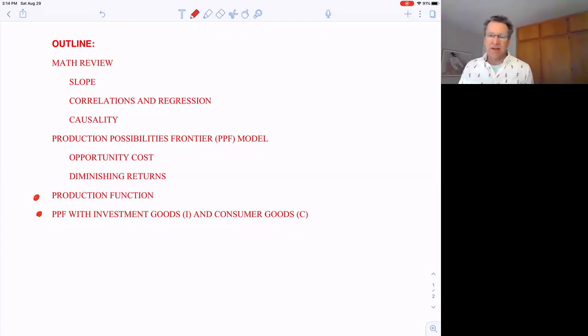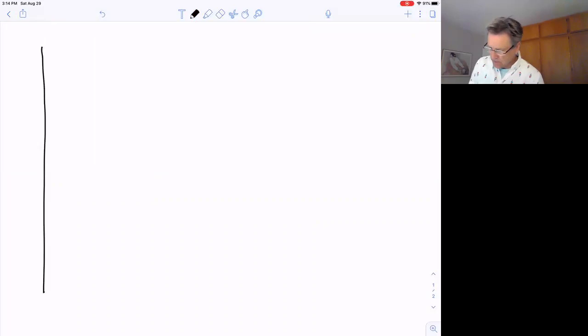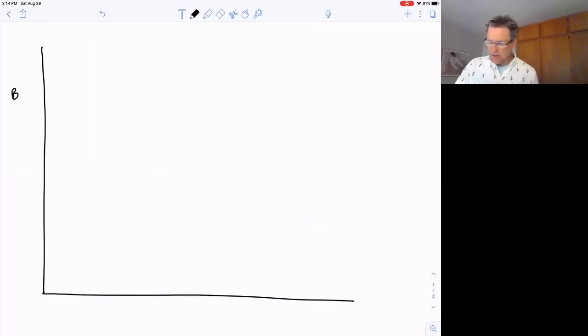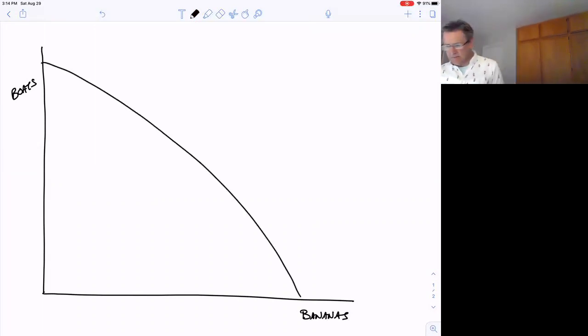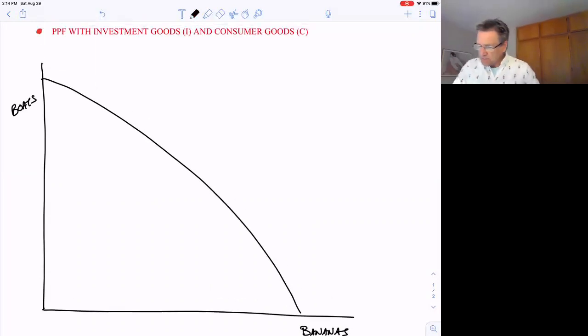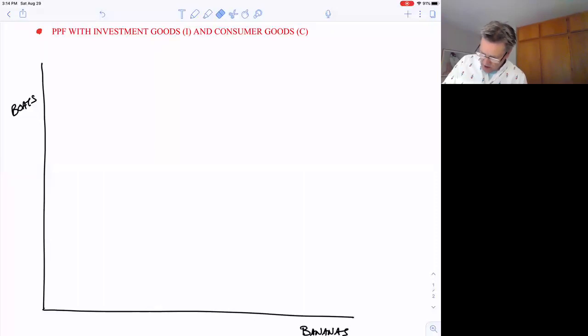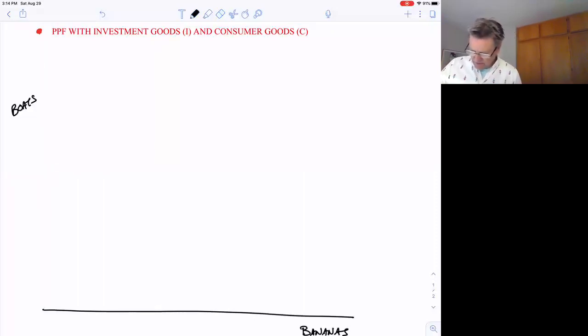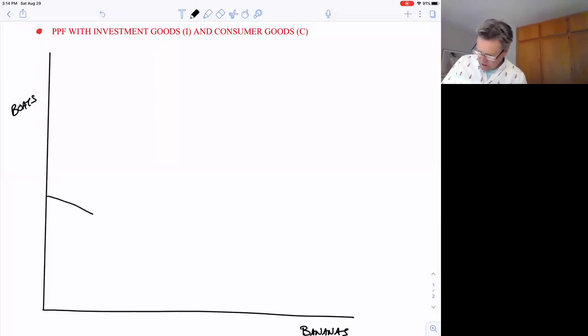Investment goods, we'll divide them up into investment goods or consumer goods, and then we can still use this two-dimensional model on paper to examine things. Okay, so last time we went through the economic model, the production possibility frontier. And we had boats on one axis and bananas on the other axis. And we've got this PPF that shows how much we can produce of each. Actually, I'm going to bring this in just a little bit more to make my drawings. Like that.